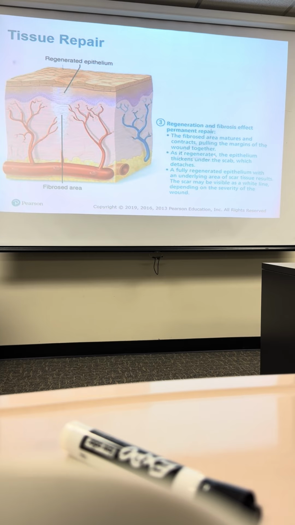So the fibrous area matures and contracts, pulling the margins of the wound together. As it regenerates, the epithelium thickens under the scab, which detaches. The fully regenerated epithelium with an underlying area of scar tissue results. The scar may be visible as a white line depending on the severity of the wound. Have you ever seen, if you take off that scab from the top, there is a white line, but sometimes that gets very close to the color of your skin eventually, right?